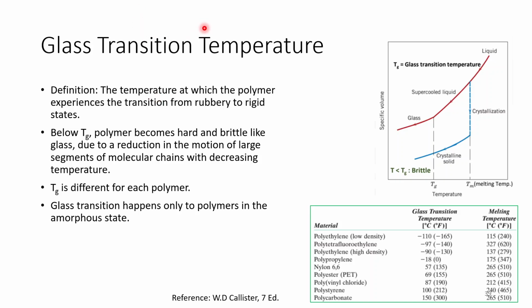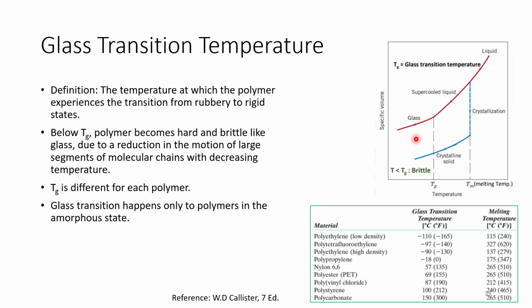Next is glass transition temperature. So here is the definition: the temperature at which the polymer experiences the transition from rubbery to rigid states. And below Tg, polymer becomes hard and brittle like glass due to the reduction in motion of the large segments of molecular chains with decreasing temperature. Here Tg is different for each polymer and the glass transition happens only to polymers in the amorphous state.